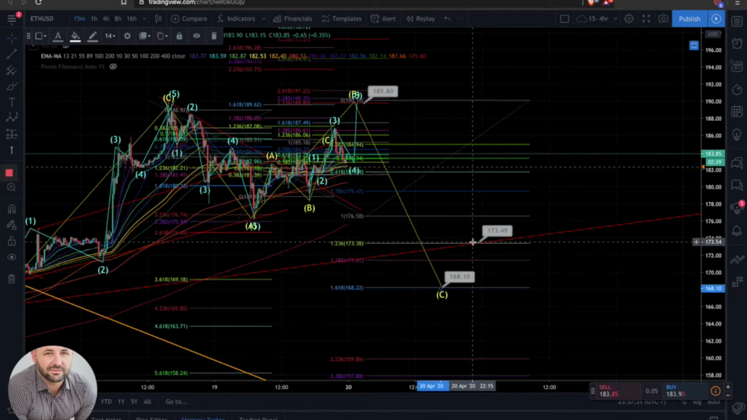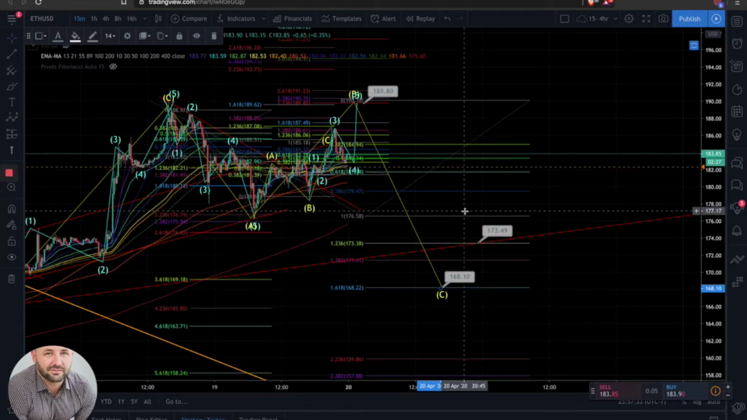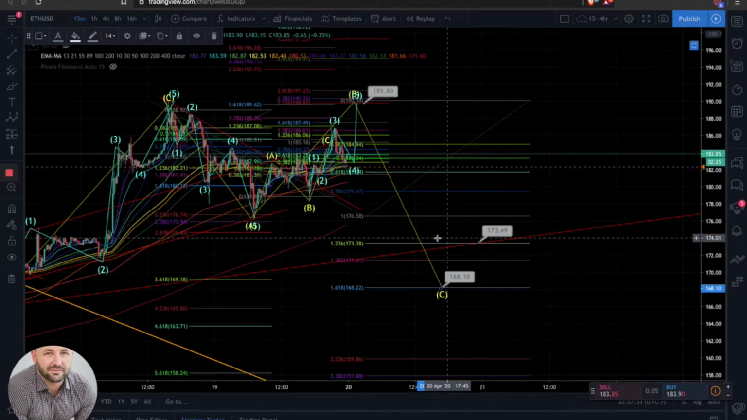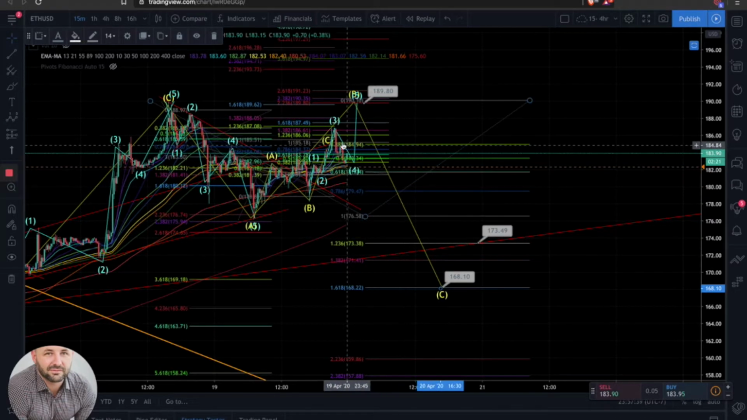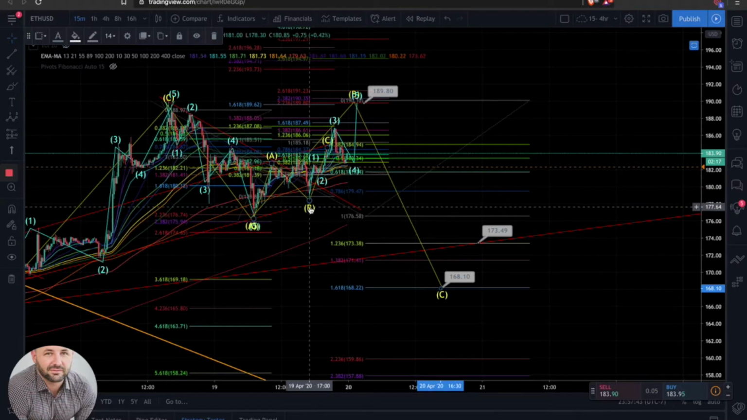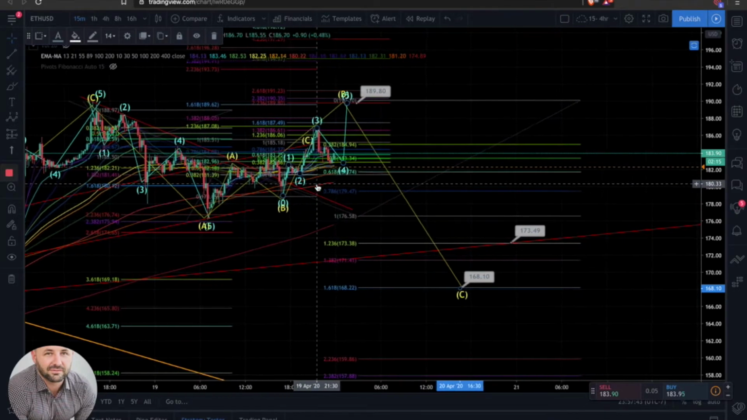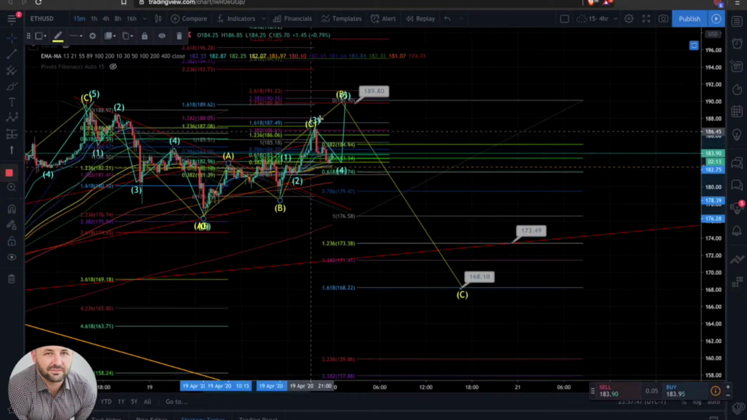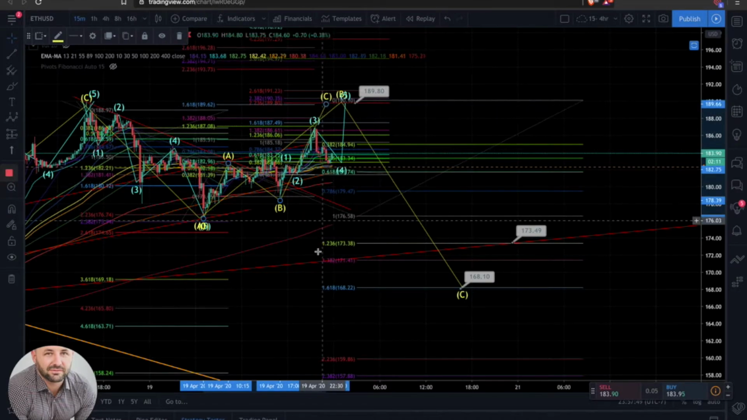Do have some confluence right here with this longer term trend line that we have, roughly 173. So we'll pay attention to that, see what it looks like. But that is if the move goes up to 189. So I'm looking at this wave here as a 5-wave structure for the C wave to come up here.